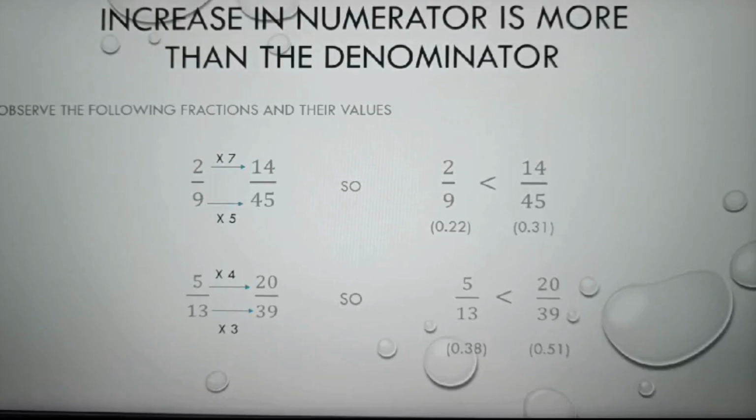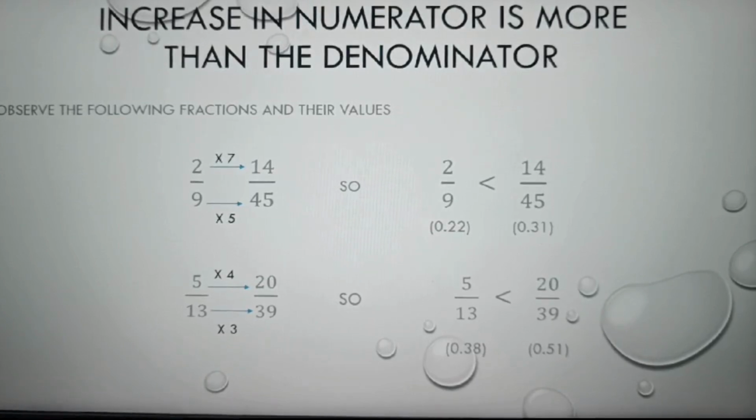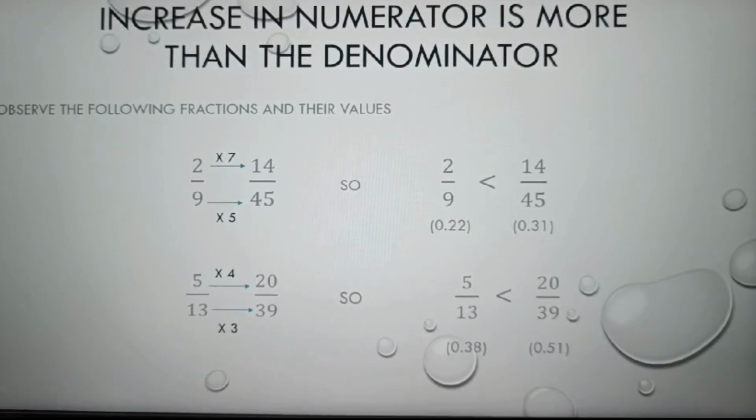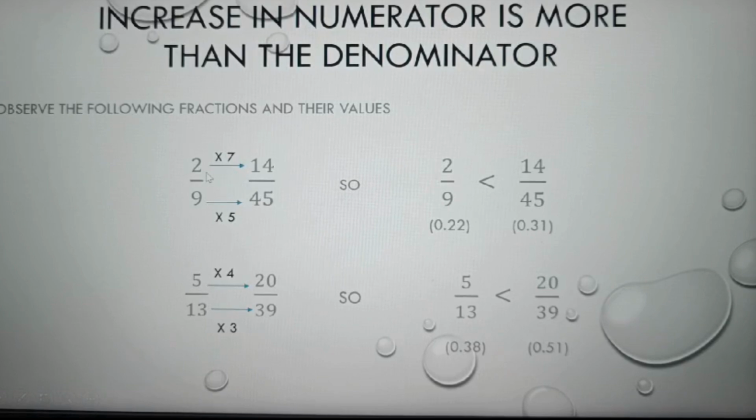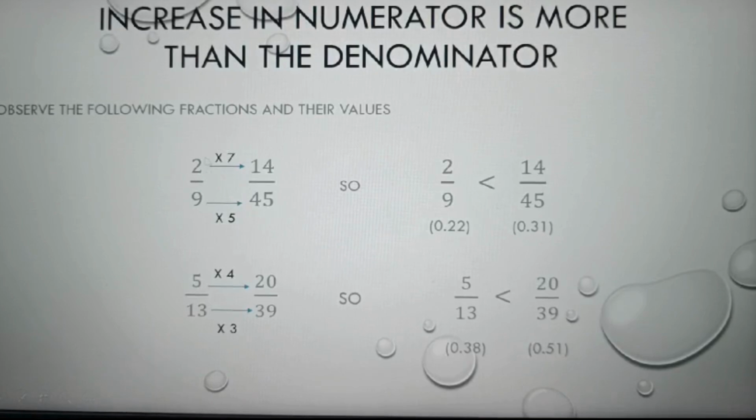Now we are going to learn a new concept, further the equality of fractions. If the increase in the numerator is more than the denominator of a fraction, then what will happen to the value of the fraction? Look here, the first example, 2 by 9 and 14 by 45, two fractions being compared. Here 2 is increased 7 times in the numerator and the denominator 9 is increased 5 times. So the numerator is increased more times. So the resulting fraction 14 by 45 is more than the original fraction 2 by 9.